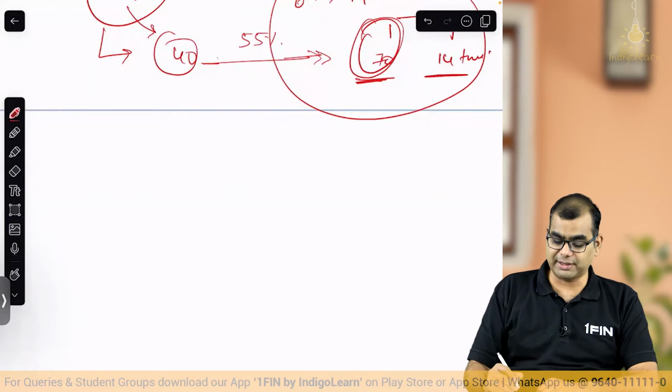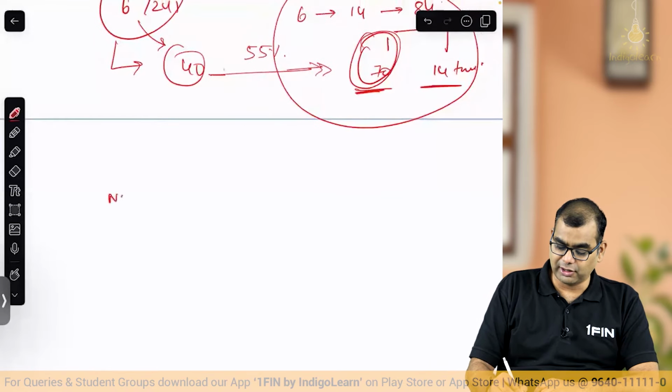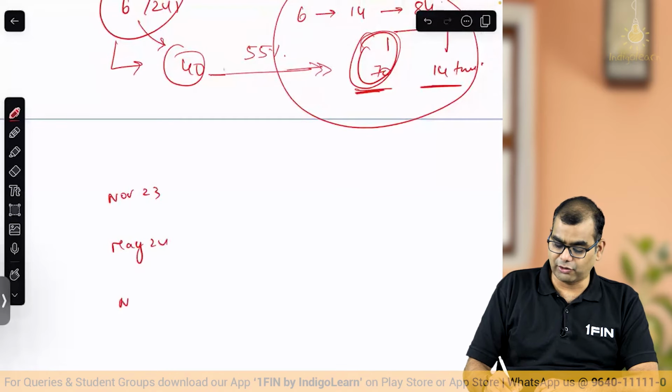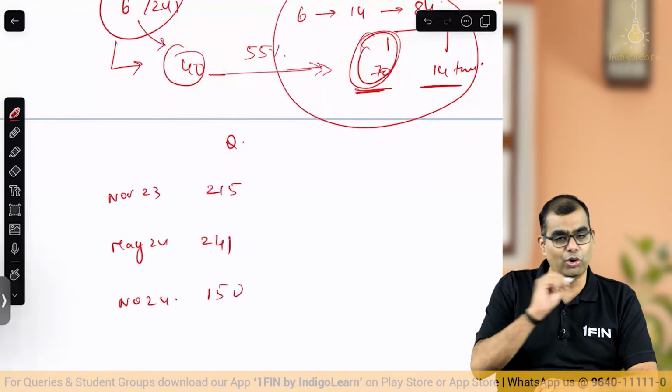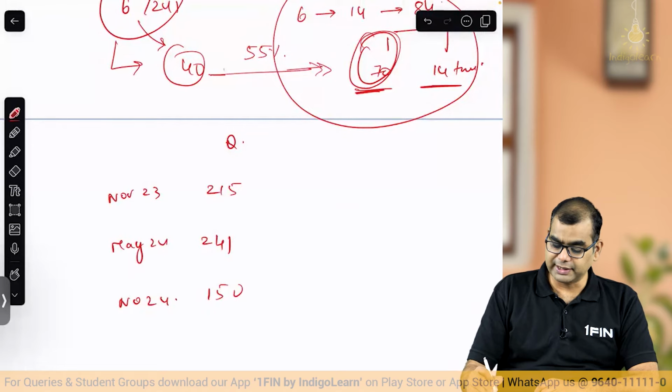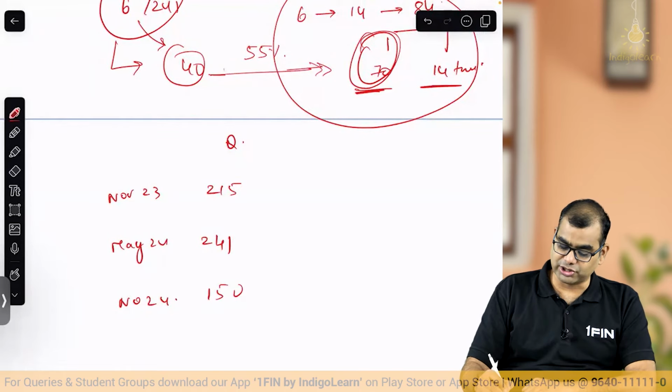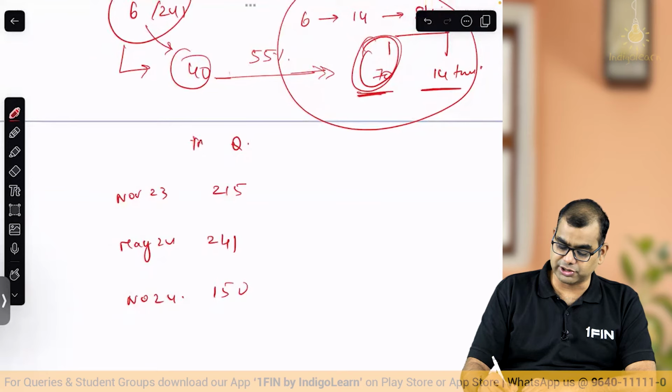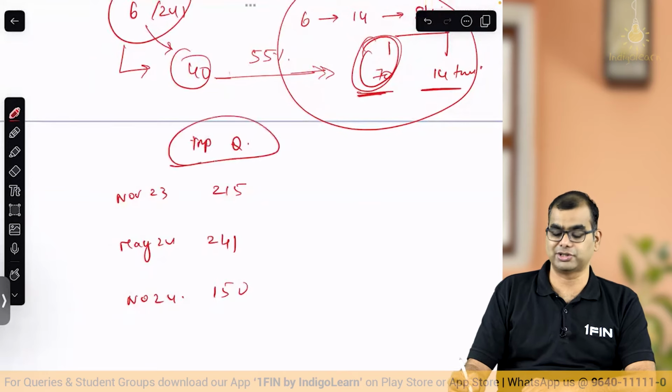Okay. So if you were to summarize this, what actually happened? November 23, May 24 and November 24. What is the question list? November 23 was 215, May 24 was 241. Now I have reduced it to 150 only. Right. Then these were the total questions in revision. Important questions.